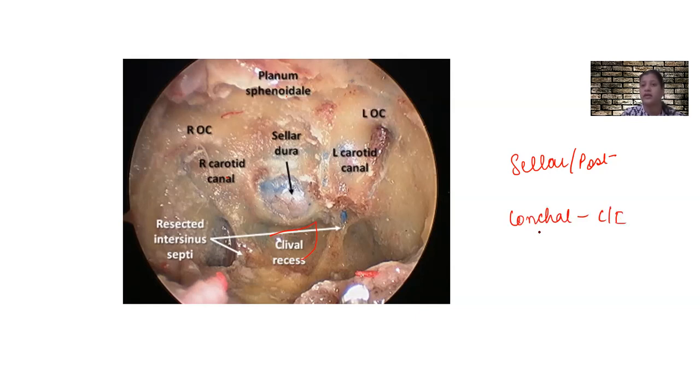If you have to do it, then you definitely need a navigation system. Otherwise, you may traumatize vital structures like the optic nerve or the carotid, because these prominences, like how they are visible right now, won't be so clearly visible in a conchal or a pre-sellar type of pneumatization. So I hope this helps you.